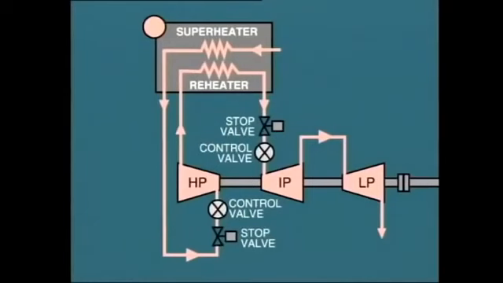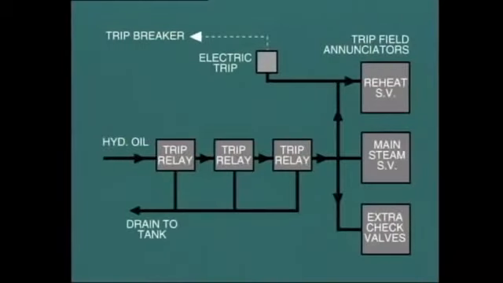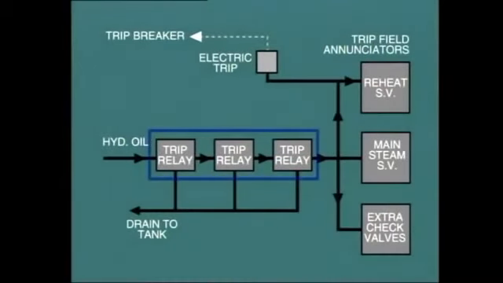The major protective device on the steam turbine is the main steam stop valve. If it becomes necessary to stop the turbine due to an abnormal operating condition, the stop valve must be tripped closed. In the case of a reheat turbine, both the main steam stop valve and the reheat stop valve will be tripped simultaneously. We have already learned that the stop valve is closed by actuation of the pilot relay or trip relay, which drains oil pressure from the hydraulic system. There may be several trip relays located on the hydraulic system, actuated by different protection devices.